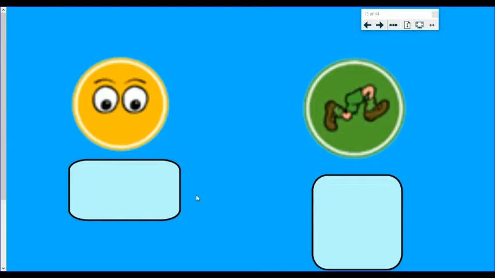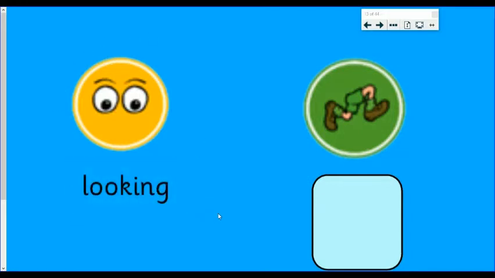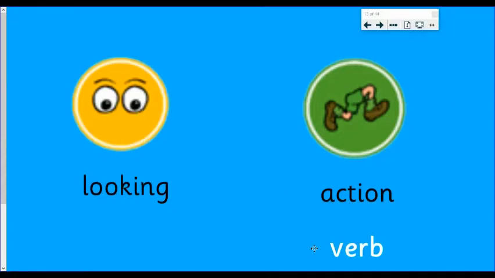Let's have a look at which lenses we are going to be focusing on in today's lesson. Can you remember what this lens is called? That's right, it's the looking lens. So we're going to be concentrating on the looking lens and also, do you know which lens this is? That's right, it's the action lens and this is when we are going to be using our verbs in our writing.